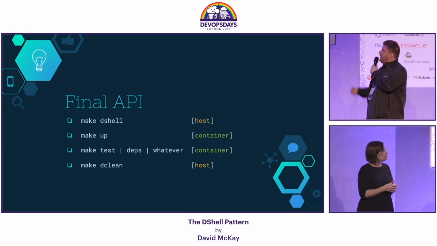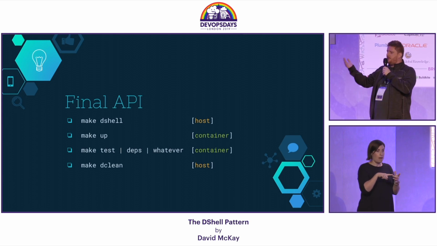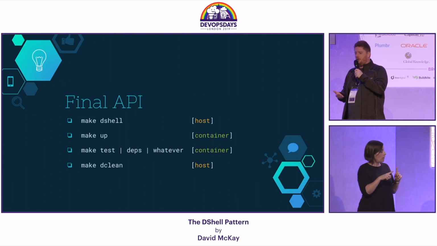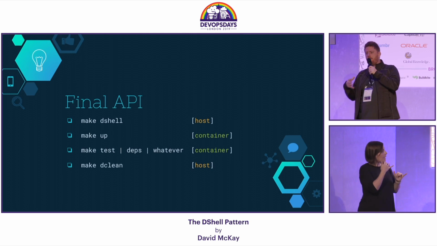This is the final API. I start by doing a make dshell. It puts me inside of a container. I run a make up. I do all my tests, my deps, whatever. Everything should feel very local and native. And when I'm done, I do a make dclean.